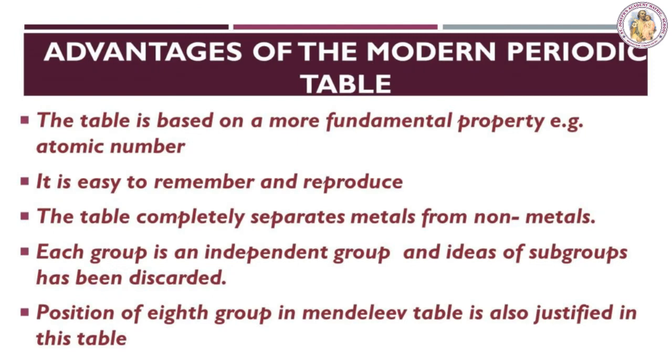Let's see the advantages of the modern periodic table. The table is based on a more fundamental property, for example atomic number. It is easy to remember and reproduce. The table completely separates metals from non-metals. Each group is an independent group and the idea of subgroups has been discarded. Position of 8 groups in Mendeleev's table is also justified in this table.